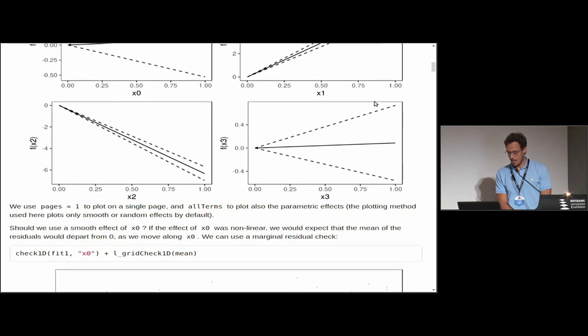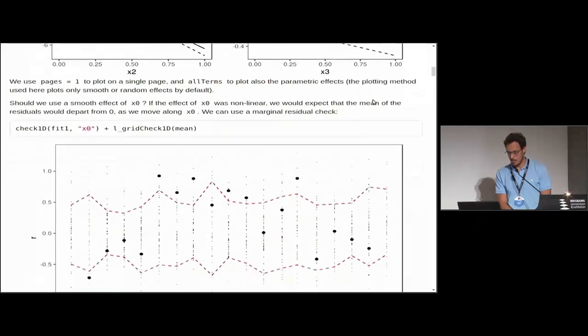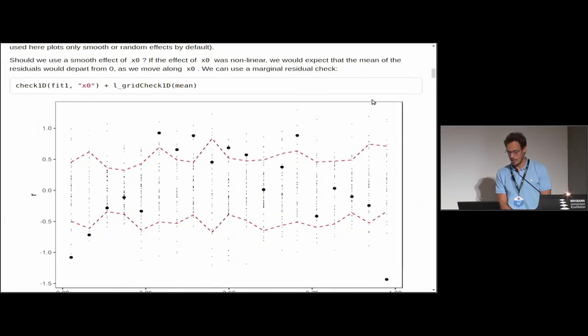And then, of course, I might ask, should we use a nonlinear effect for any of these? For example, should I use a nonlinear effect for x0? One way to look into this is to use the check1D function. You say check1D on your model, and you say along which variable you want to be looking. And then I add this thing, which is a layer. All functions starting with l_ are layers.